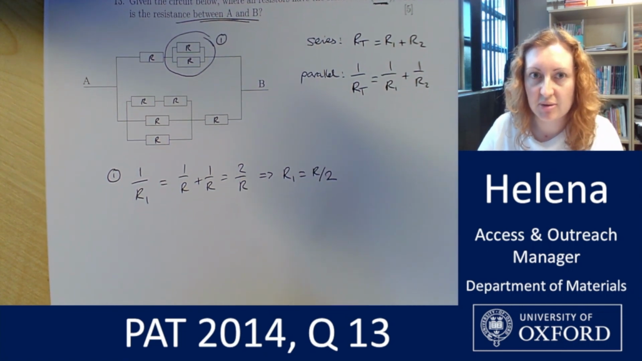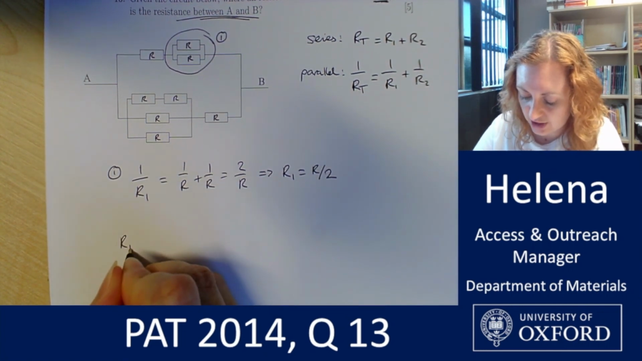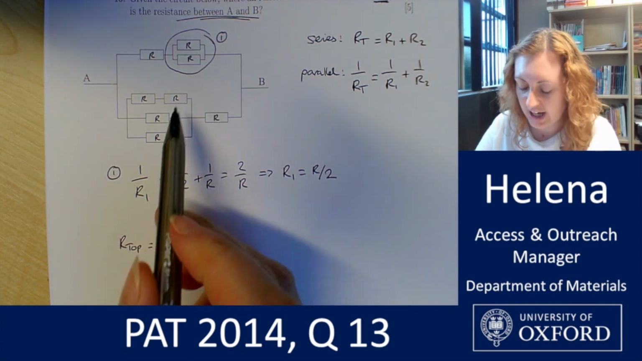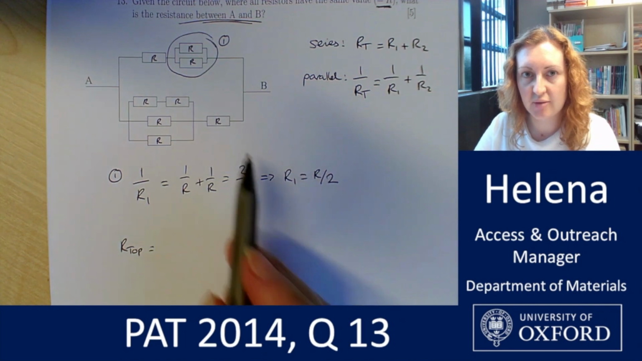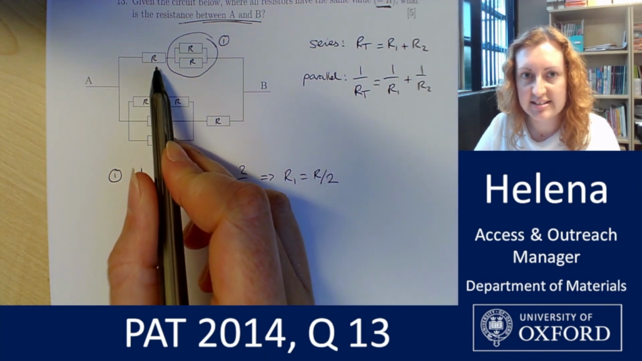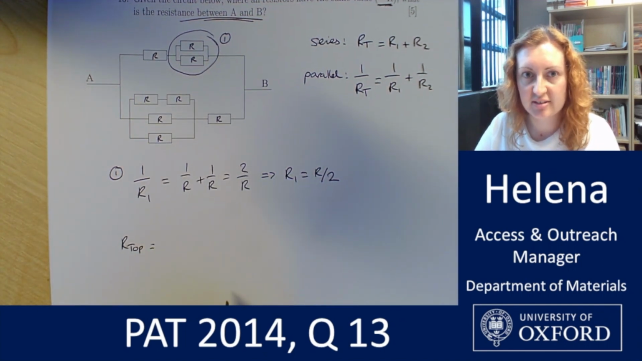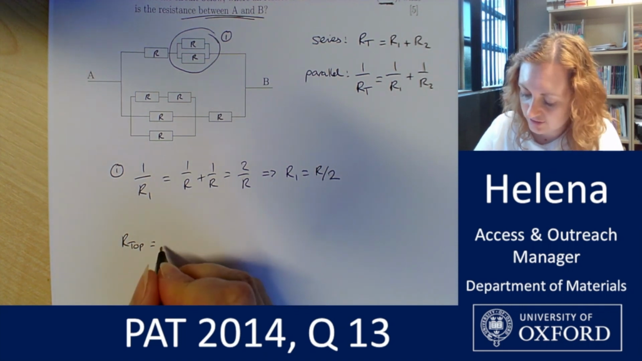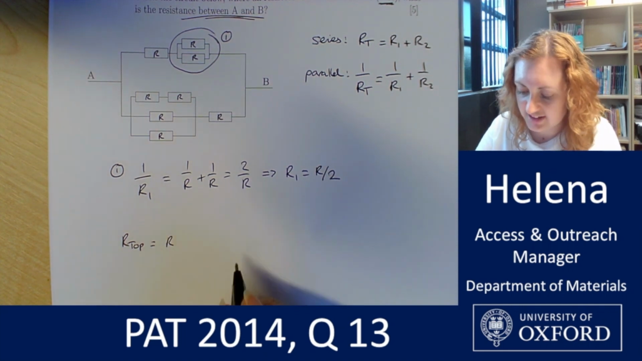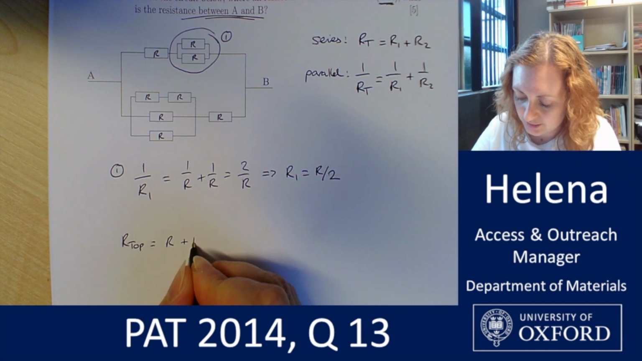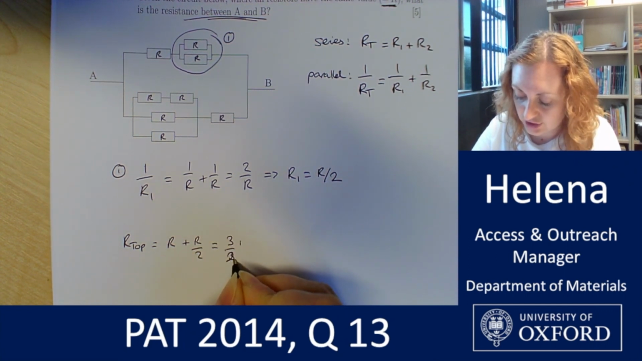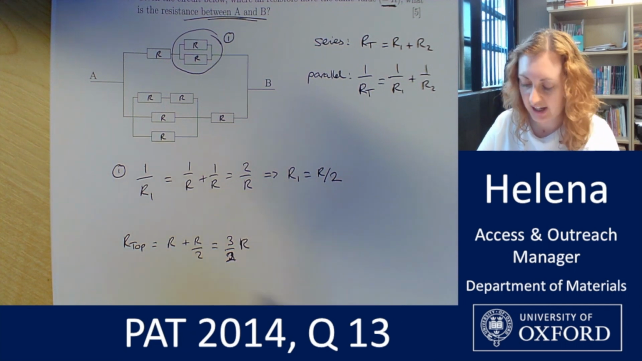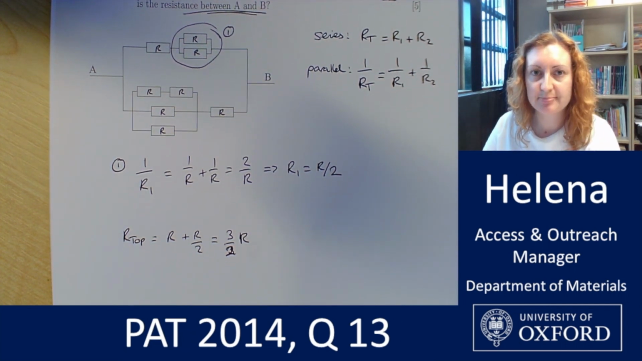If we want to then calculate the resistance of the top branch, R top, we have a network with resistance R over 2 in series with a resistor R. So we just need to sum those. The resistance of the top branch is equal to R plus R over 2, which gives us a nice value of 3 over 2 R. So that's the top branch.